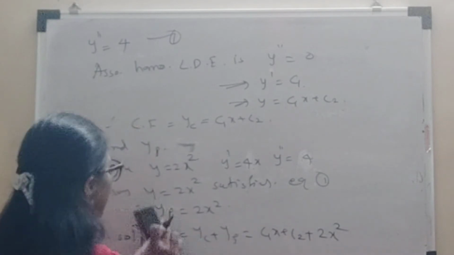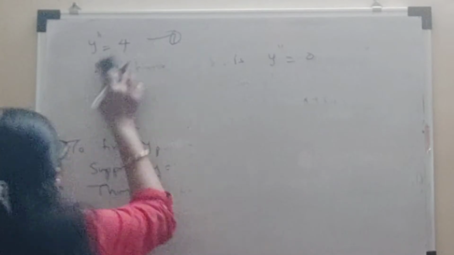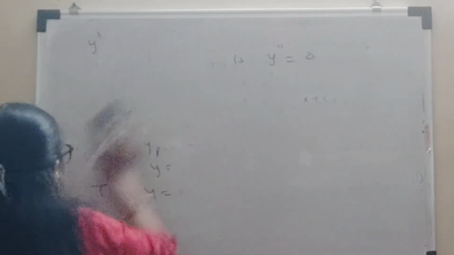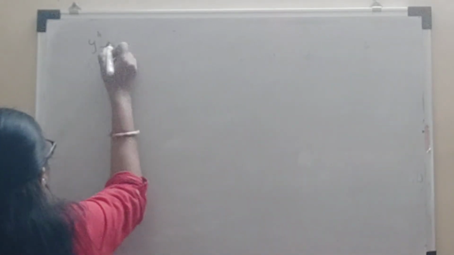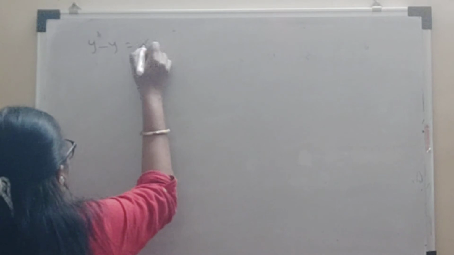Okay. Take again the same example, that is y double prime minus y is equal to say 4.